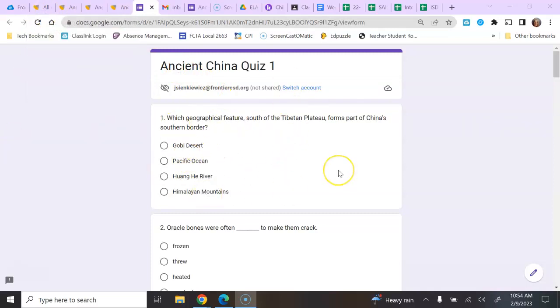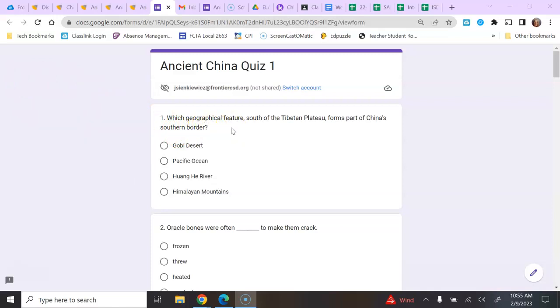And that might not be a bad idea for this first question. So the first question is, which geographical feature south of the Tibetan Plateau forms part of China's southern border? Actually, you should have an Ancient China map if you want to get that out as well. Okay, again, if you want to get your map out, or you can use your hardcover book. I'm not exactly sure of the page, but I do have the map pulled up on here that I can show you.